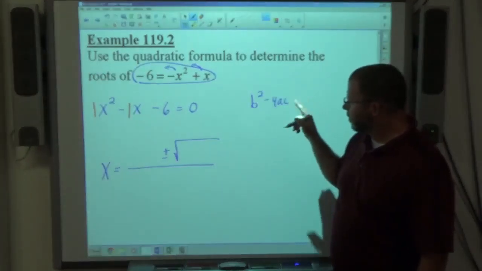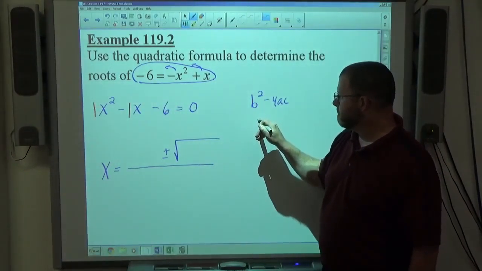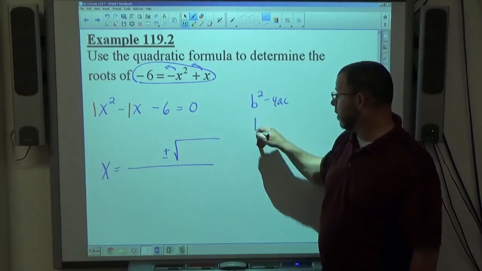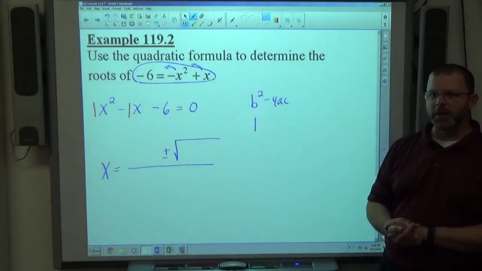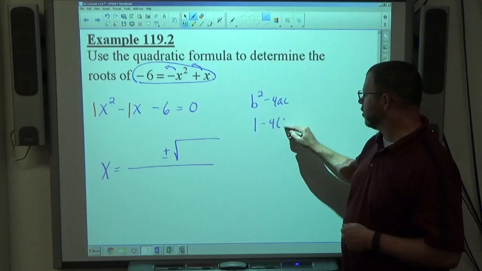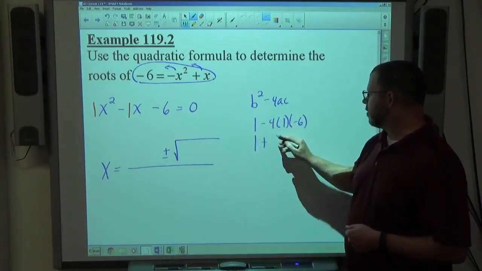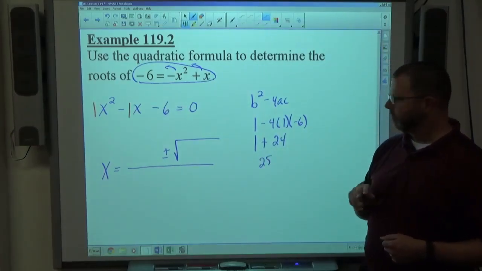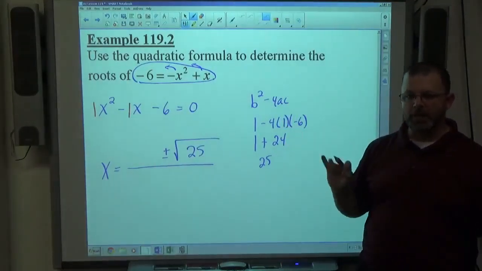All right? So b is negative 1, so what's b squared? Say it louder. 1. 1, very good, positive 1. All right? No matter what b's value is, you square it, you're going to get a positive because you're multiplying it by itself. 2 negatives make a positive. And then minus 4 times a, which is positive, 1 times c, which is negative 6. Minus minus makes positive. 4 times 1 times 6 is 24. 1 plus 24 is 25. Okay, so 25 goes in the square root.